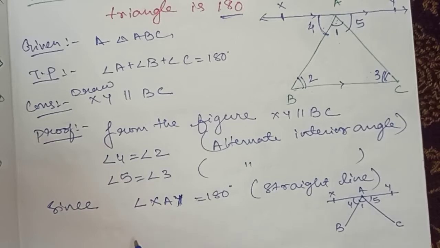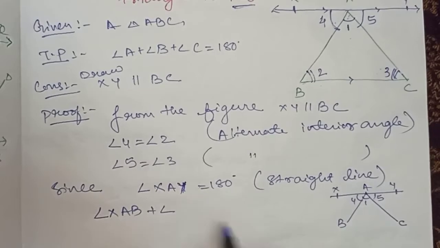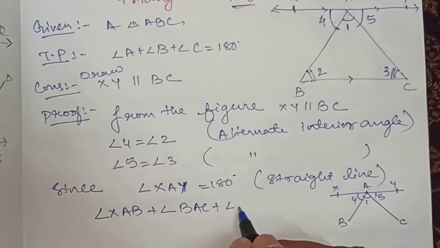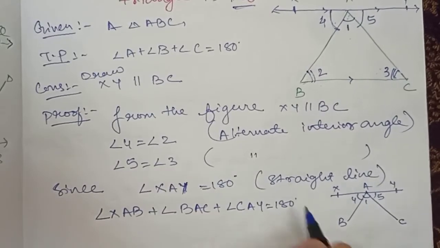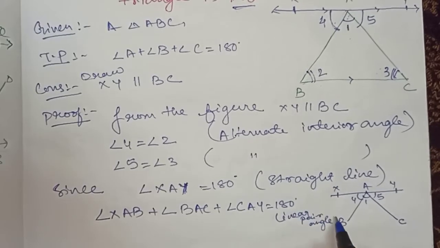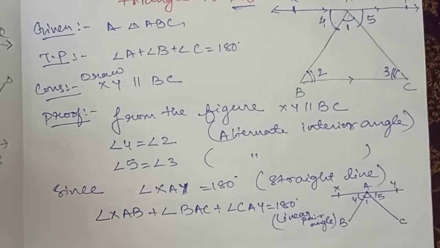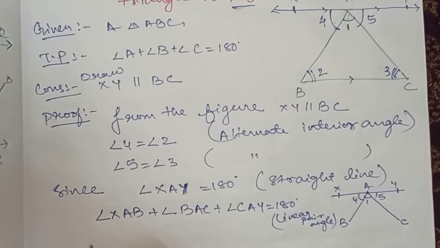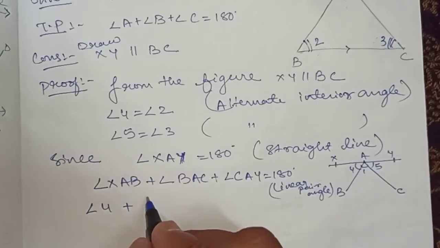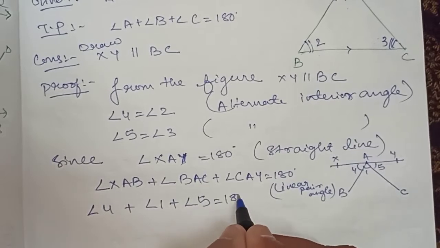So what are the three parts? One is angle XAB plus BAC plus CAY equals 180 degrees. Okay, why? Linear pair angles. These are linear pair angles, that's why the sum is 180 degrees. Now what is XAB? XAB is angle 4. What is BAC? BAC is angle 1. And what is CAY? CAY is angle 5, and the sum equals 180 degrees.